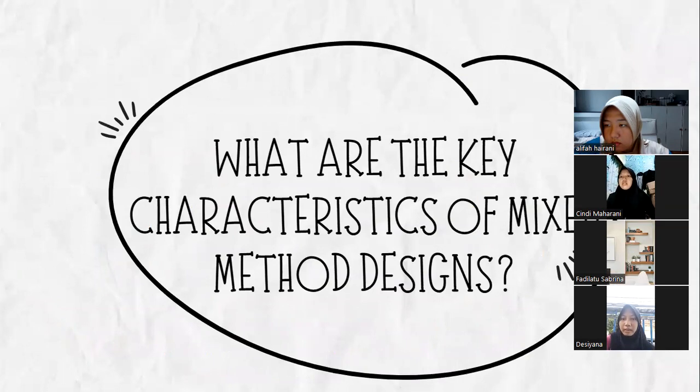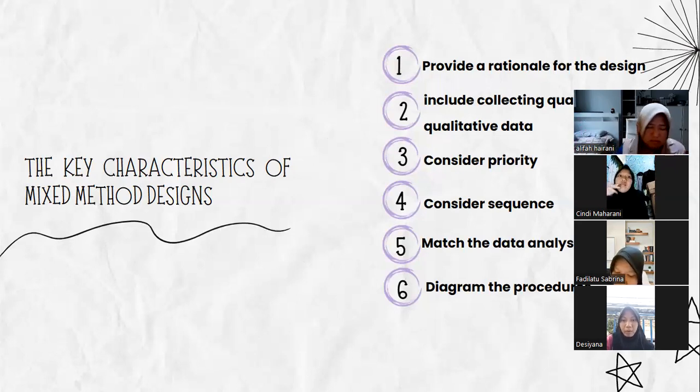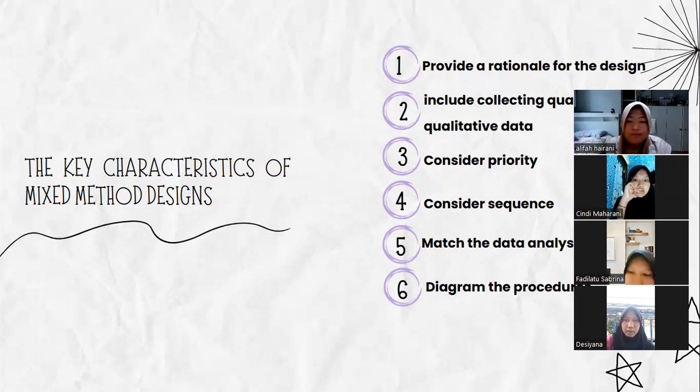What are the key characteristics of mixed method design? Next slide. Mixed method design can be distinguished from other types of design in several ways. In reviewing the following 6 characteristics, they are: first, provide a rationale for the design. Second, include collecting quantitative and qualitative data. Third, consider priority. Four, consider sequence. Five, match the data analysis to a design. And the last, diagram the procedure. Next slide.